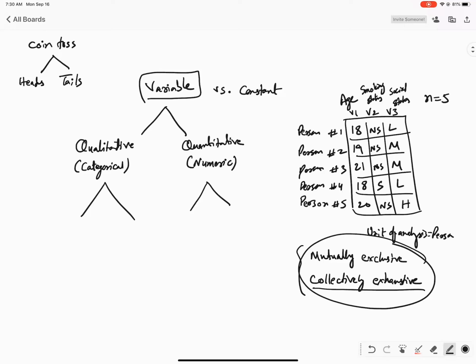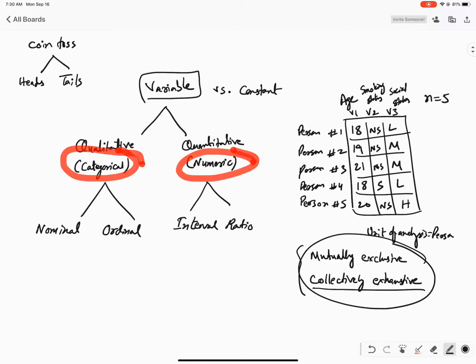What's the difference between categorical and numeric, and what's the difference between the subtypes? So categorical variables have two subtypes. These are called nominal and ordinal. And quantitative variables also have two subtypes. These are called interval and ratio. Right. So first of all, what's the difference between categorical and numeric variables?